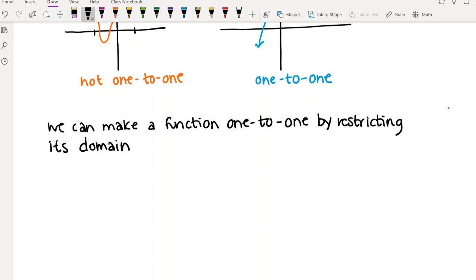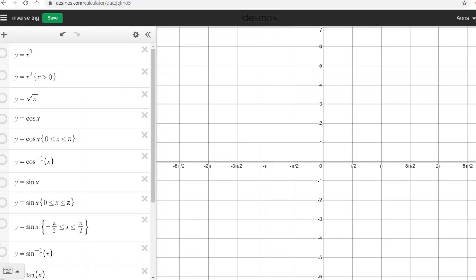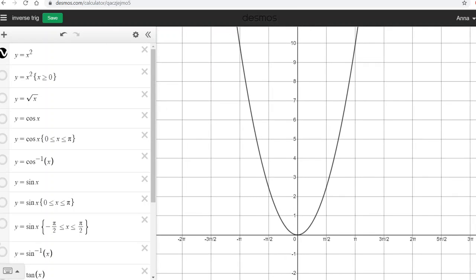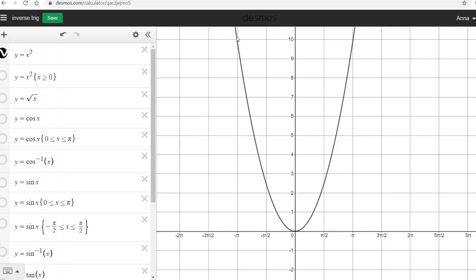So I want to look at some pictures now. We're going to start by looking at a function which is kind of unrelated to what we're doing right now, which is y is equal to x squared. So y is equal to x squared is a function that is not one-to-one, right? It does not pass the horizontal line test. So how do we make this one-to-one?